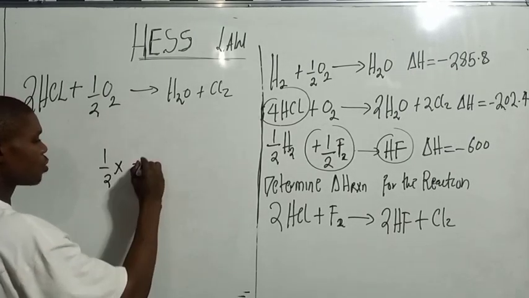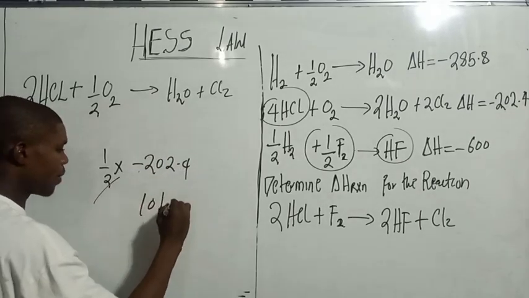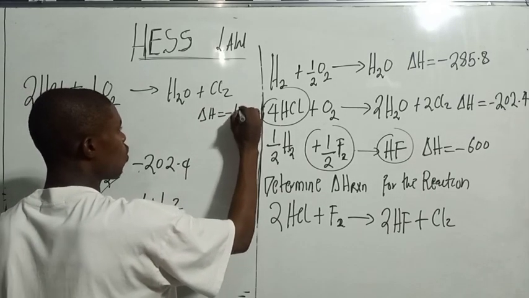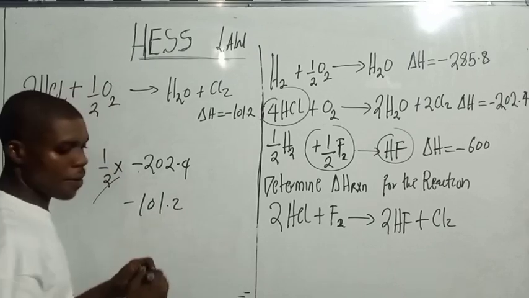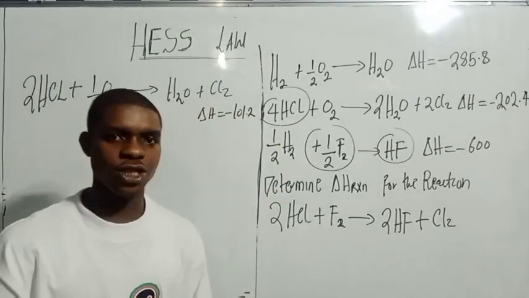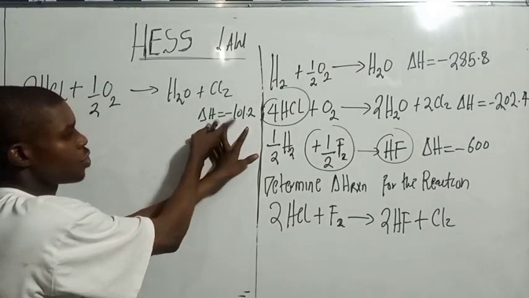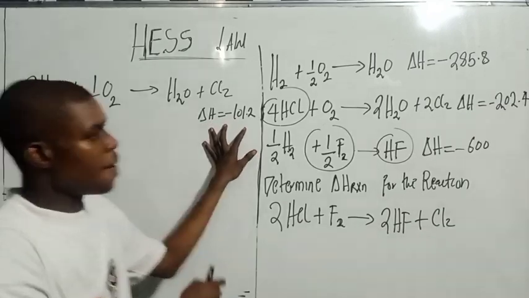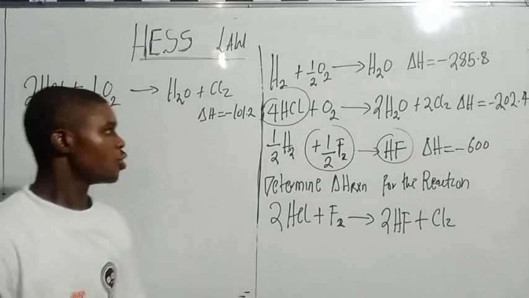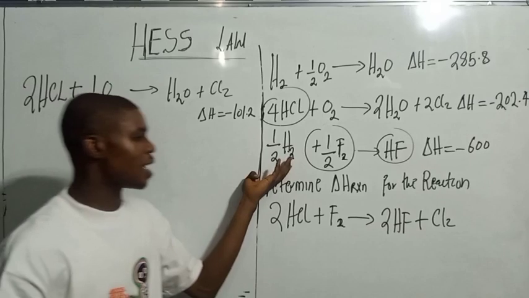Now, then half times minus 202.4. Here I have 101.2, right? So my ΔH here is now going to be minus 101.2. Remember this. That is the reason why I say pay attention, because it's a little bit tricky. Now, this is now my ΔH. Remember, I did not change the sign to negative here because it didn't reverse. We only multiplied it by half. You can see that this guy now corresponds to this guy here, right? Now let's look at this other one here.